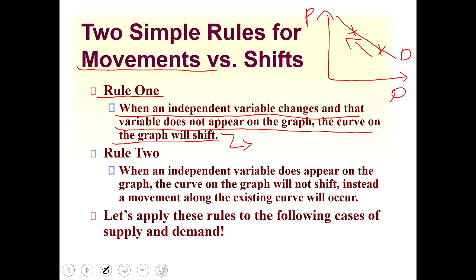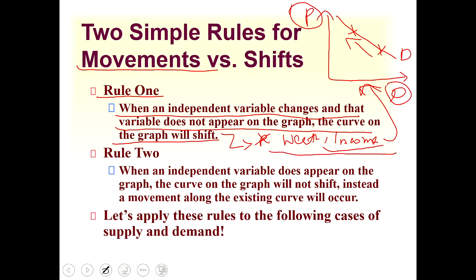We will talk about determinants of demand later on, and determinants of demand are like, not price, but weather, income, and other determinants. So these determinants, you don't see them on the graph, right? We have price here and quantity. There is no income or weather on the graph. These are called independent variables. When these independent variables are not present on the graph, this will lead to a shift in the graph. So when the income of a person changes, it will lead to a shift in the demand curve.